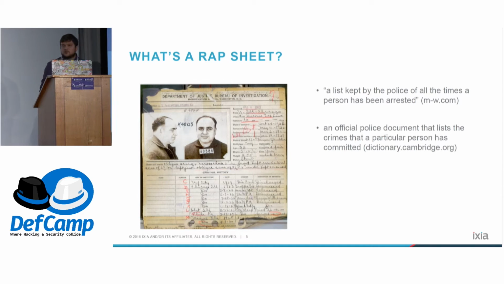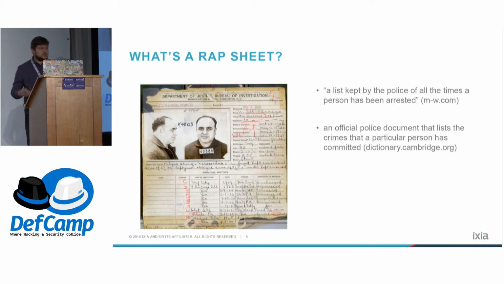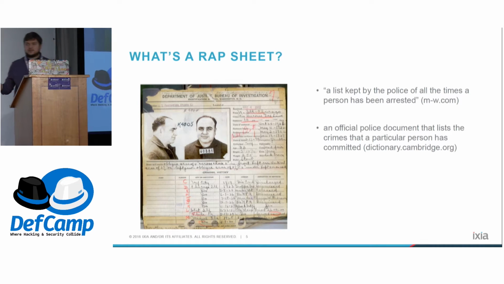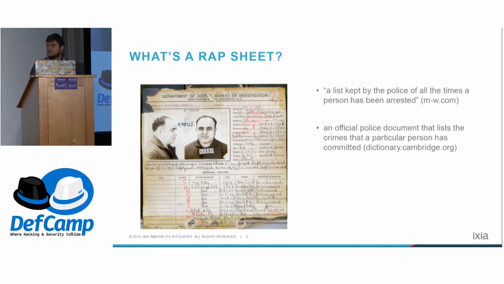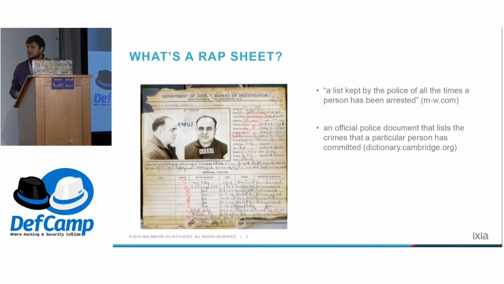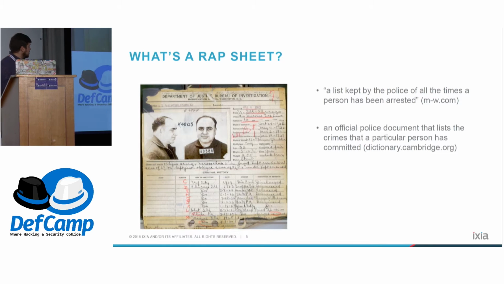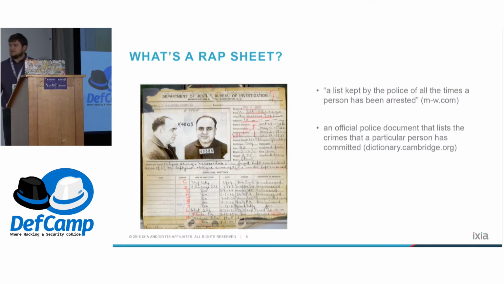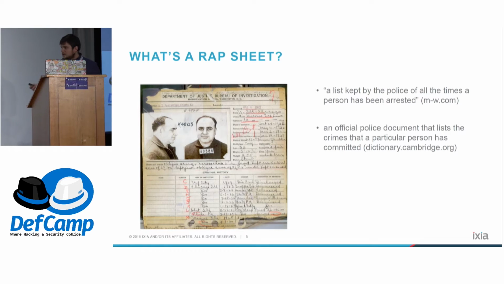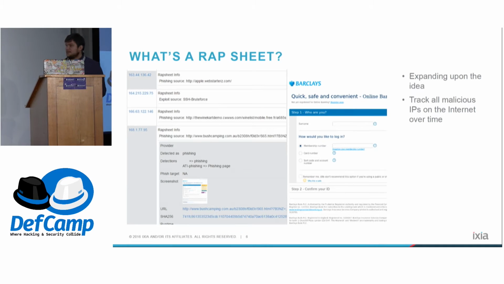So first of all, what's a rap sheet? You have some dictionary definitions if you prefer those. If not, I'll tell you it's a record the police keeps on everything bad they know someone ever did, right? So you have Al Capone's rap sheet as an example over there with a lot of stuff about his criminal history. What we did was take this idea and expand upon it by tracking all malicious IPs on the internet over time. Okay, you might ask why we want to do something like this.